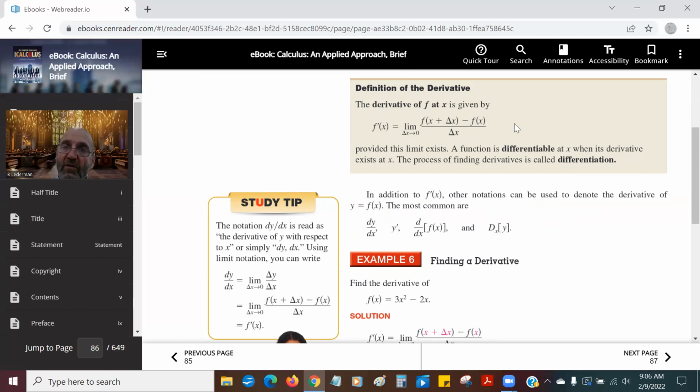And this is a derivative which I could then apply to any point. I don't have to take it for a specific point. I can apply this to any point once I figure out the derivative. If it has a derivative, we say the function is differentiable. And this process of finding a derivative, we call differentiation.